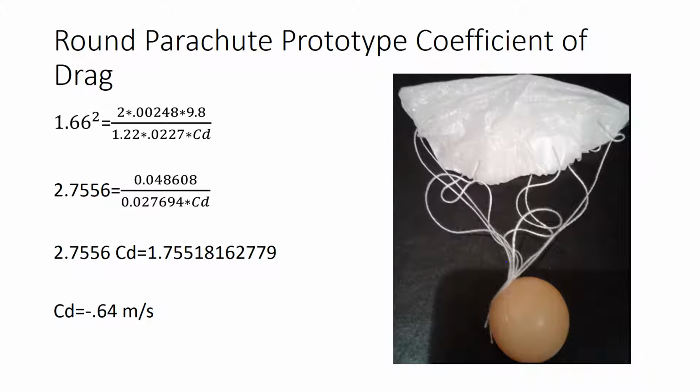So here's how I found the round parachute's prototype coefficient of drag. Now, through some mistakes of my own, I meant to have an area of 0.001, but my actual parachute ended up being 0.0227. So with that information, I used the formula to find out what the coefficient of drag was for my parachute, and I found the coefficient of drag for this parachute to be 0.64 meters per second.